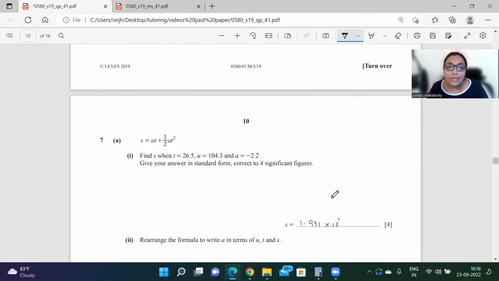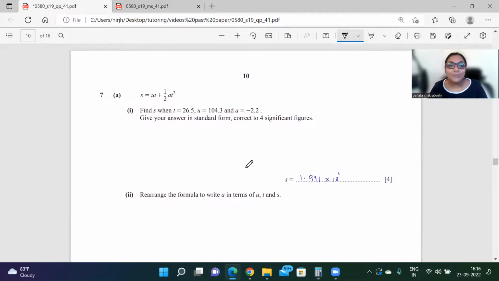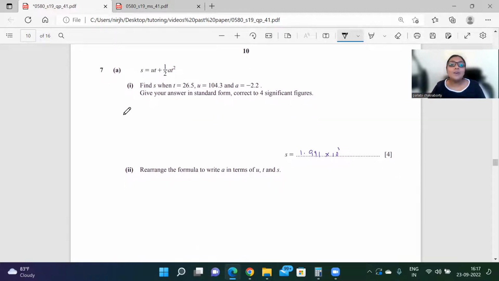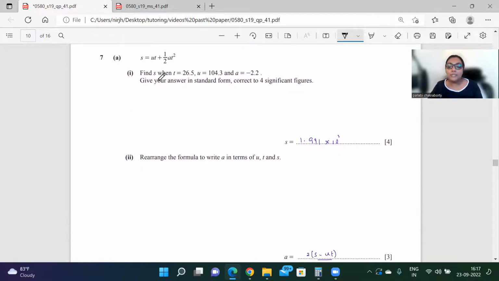Let's move on to the last question of this video. That is the 7th question. It's not the last question of the paper, although. So you have S given as UT plus half AT square. This is the formula which is given to you. Find S when T is 26.5, U and A. All the values are given. You just have to find S.